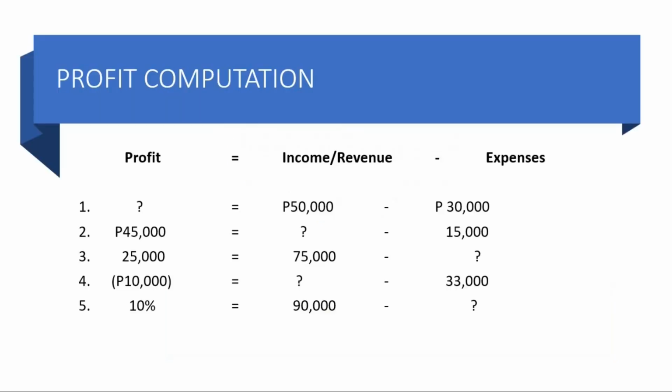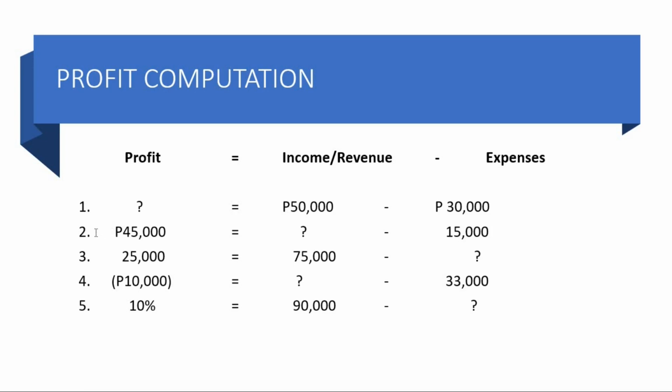So, just to illustrate the profit computation, we have here mga examples. So, dito, we have our profit. For question number 1, or item number 1, our profit is missing. So, our income or revenue is 50,000. Our expenses is 30,000. So, magkano kaya yung profit? So, that is computed as 50,000 minus 30,000. So, ibig sabihin, for number 1, our profit is 20,000.